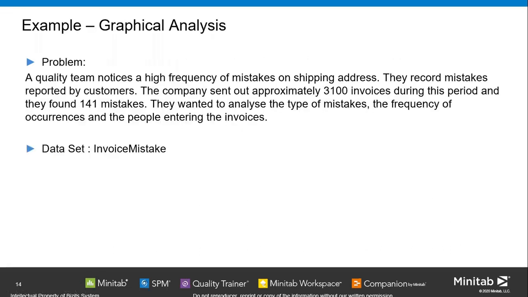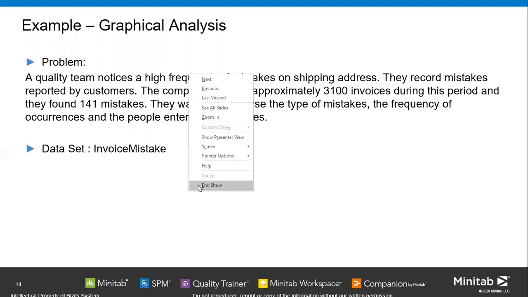So now we have a story about the quality team. They noticed a high frequency of mistakes on the shipping address. They record mistakes reported by customers. The company sent out approximately 310 invoices during the period, and then they found 141 mistakes. They wanted to analyze the type of mistake, the frequency of occurrence, and the people entering the invoice. So now they have variables like mistake, the frequency, how many, and the people entering the invoice, meaning the employee doing the invoice.